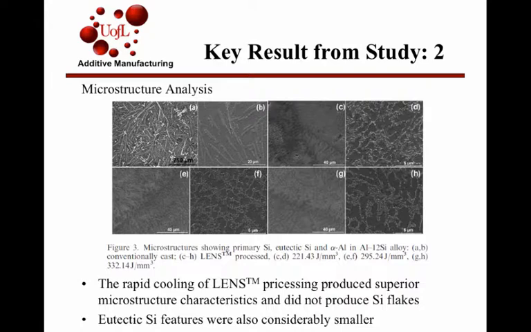As it cools, the silicon forms almost like a snowflake pattern, where it just kind of spreads out. They call it a dendritic structure. And they noticed, you can see, even though this is a 5 micrometer picture, the silicon features are considerably smaller compared to the 20 microns of picture B, which is very desirable as far as thermally conductive properties.